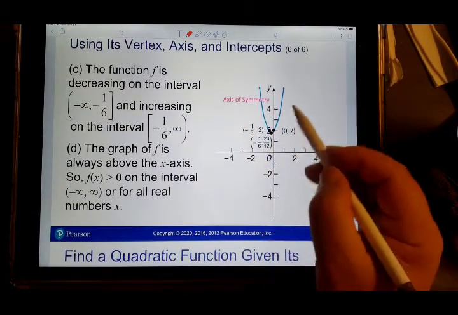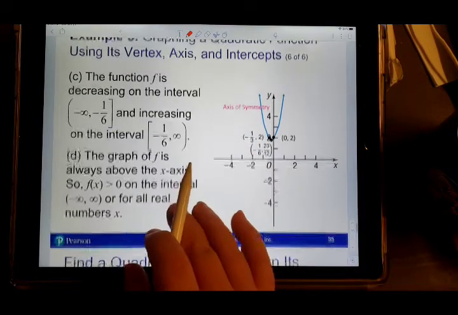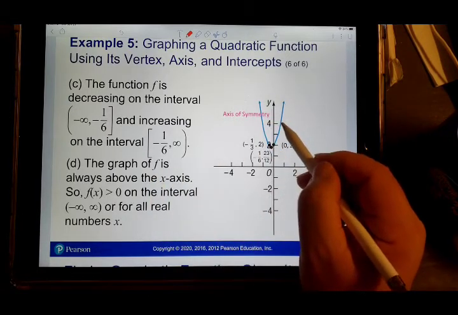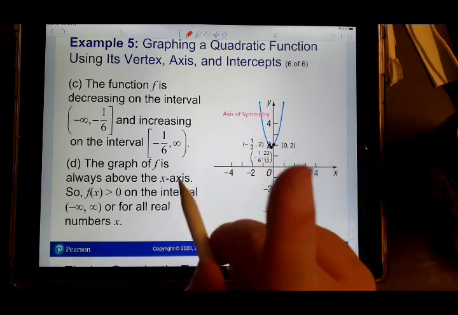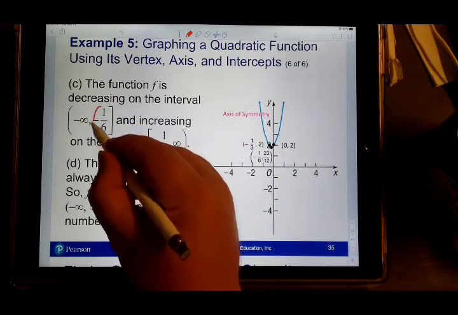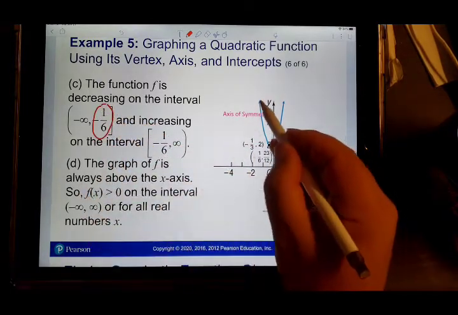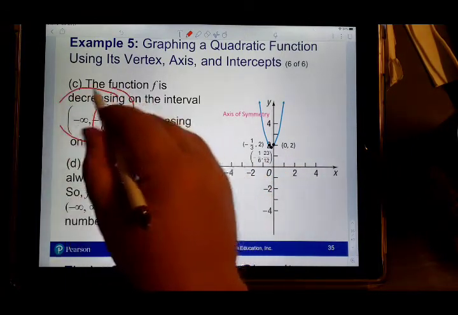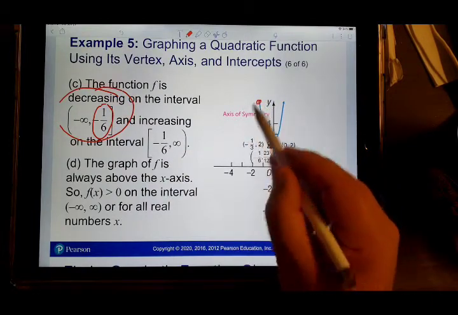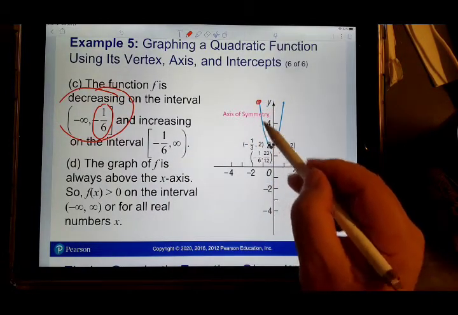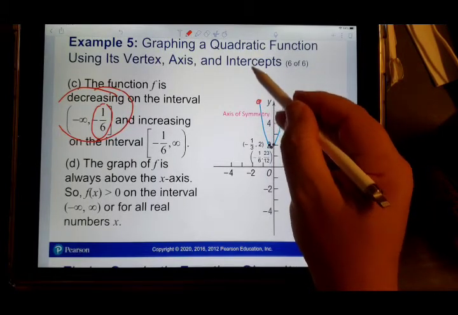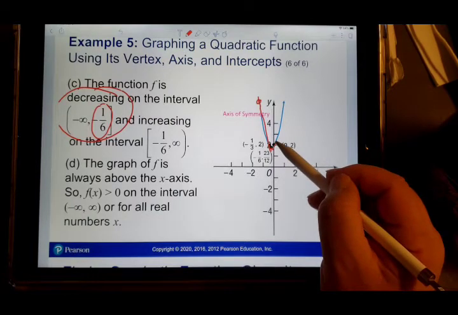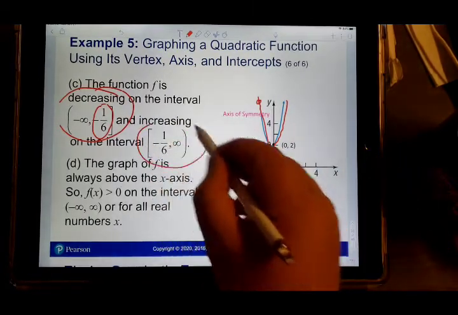Where's the function decreasing? This is working out to be a good example because you really have to rely on not just your picture, not just your memory, but the fact that these numbers repeat themselves. This is h. It's decreasing from negative infinity to h. So it's decreasing its entire domain up to from here to here. And then it turns around and starts increasing.